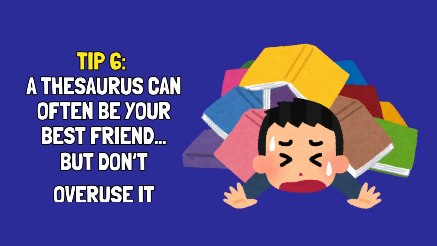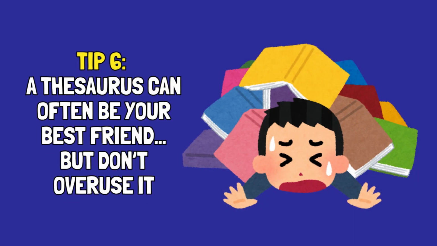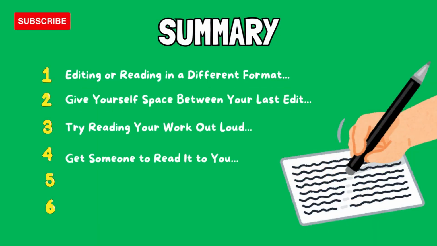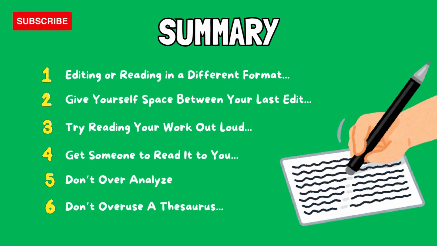Tip 6. A thesaurus can often be your best friend, but don't overuse it. A thesaurus is a valuable tool for finding synonyms that can add variety and precision to your writing, helping you avoid repetition and find the perfect word for each context. However, overuse of a thesaurus can lead to the insertion of obscure or overly complex words that may not fit naturally with your style or could confuse readers, so it's important to use it judiciously and ensure that any replacements enhance clarity and readability.